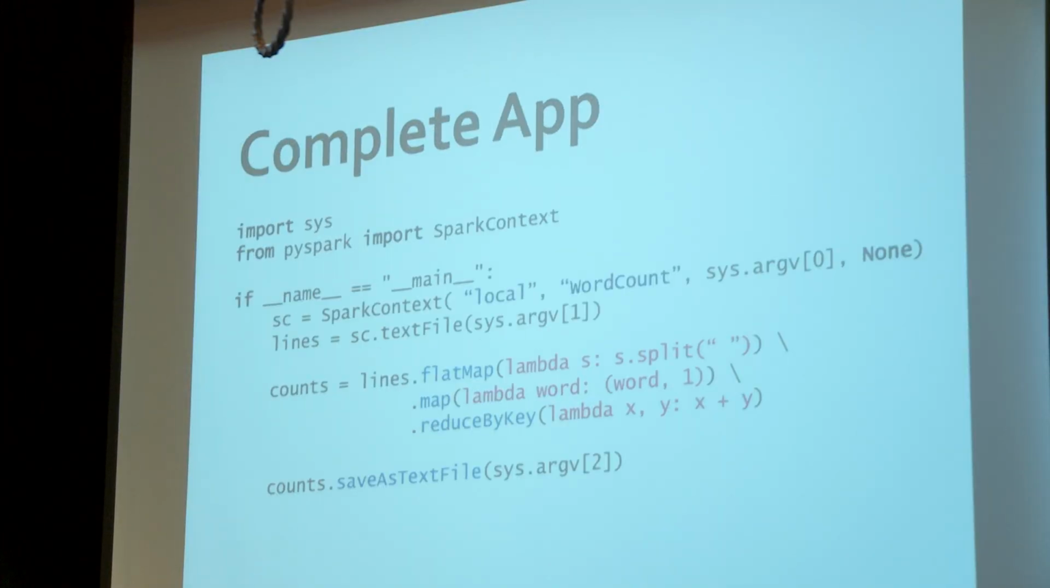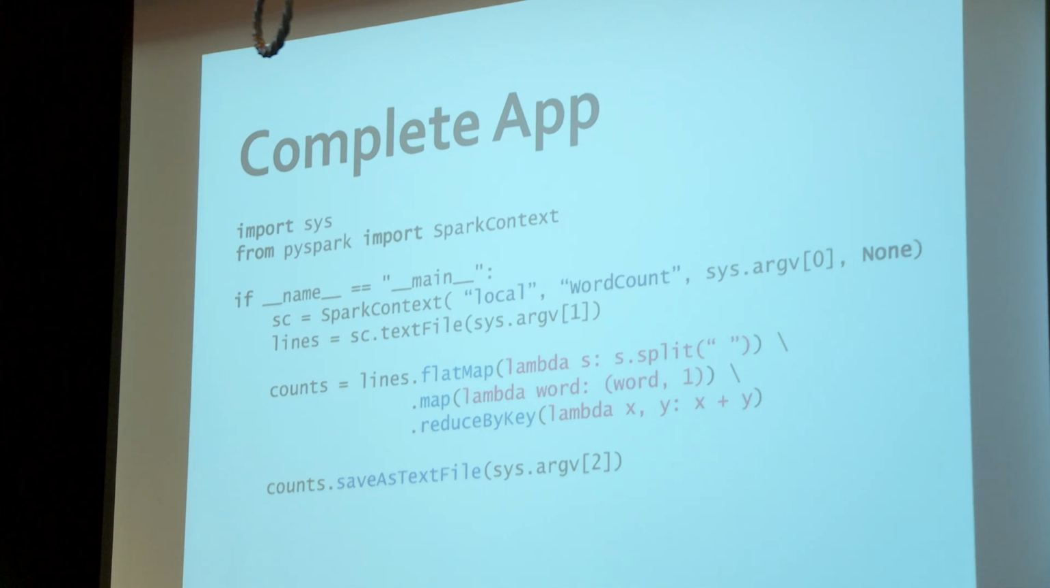Just to put it in context, here's the word count application I showed earlier, now with all the wrapper stuff around it to make it a standalone Python program. And really, it's just these couple of lines over here that say, OK, let's initialize a Spark context. And then we load our text file, and we do our word count stuff. And you can just run this on your cluster.